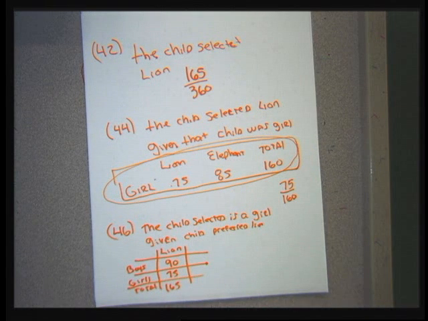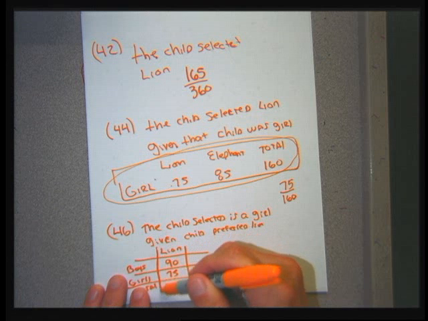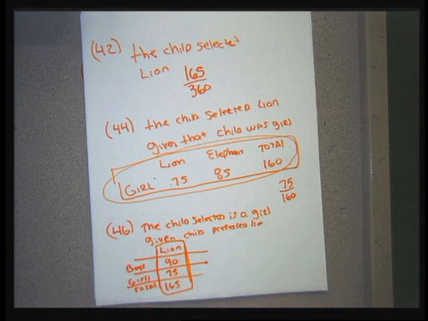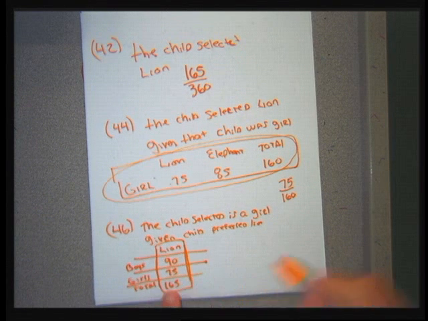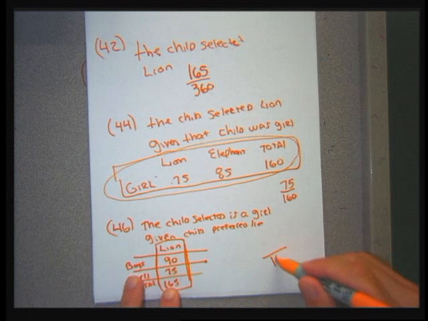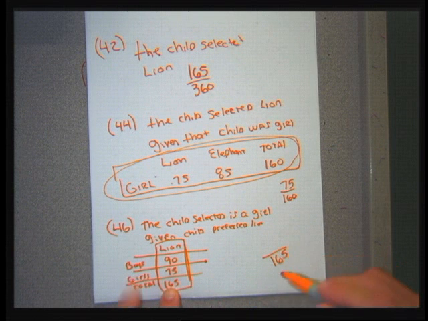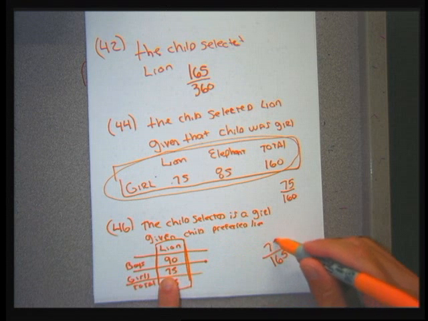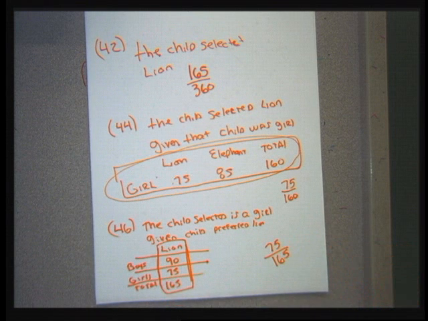In this problem, I was told that the child preferred a lion, so I took the lion column of my probability. Now I'm going to answer the question. There are 165 kids that preferred getting a lion for their next, and of the 165 total, 75 of them were girls. So the probability in 46 is going to be 75 in 165.